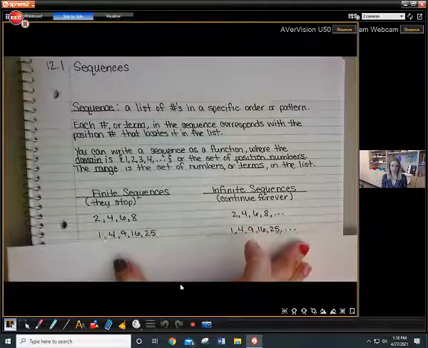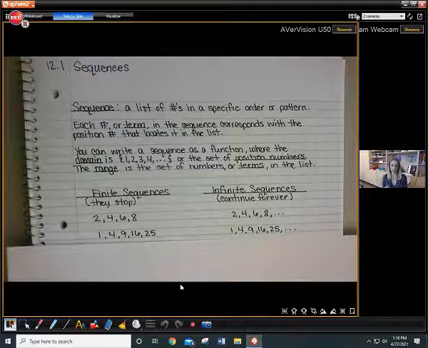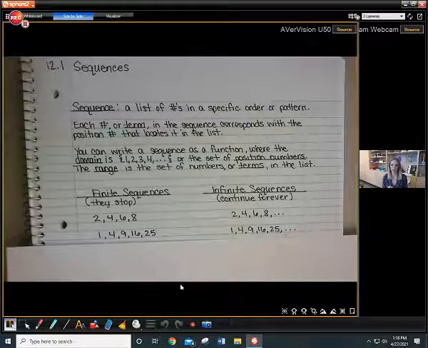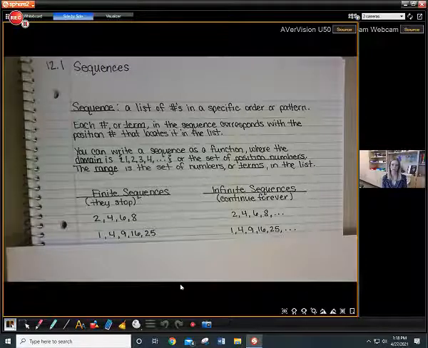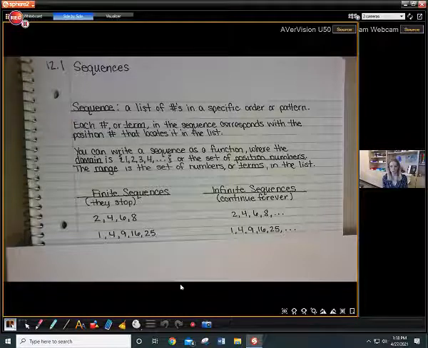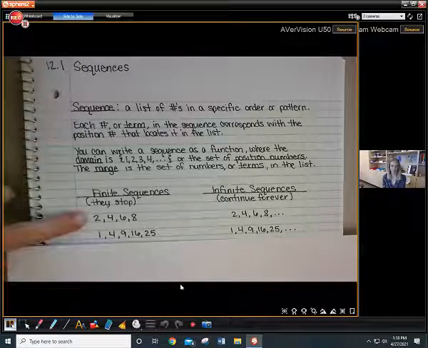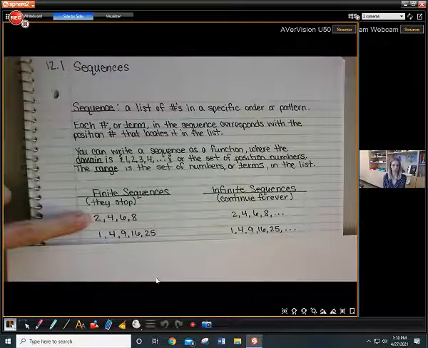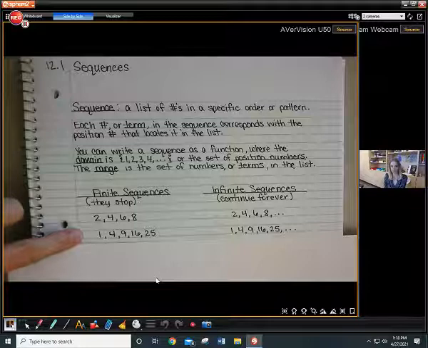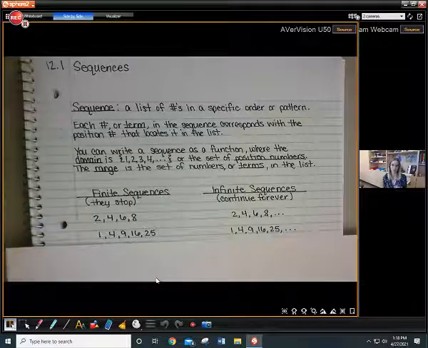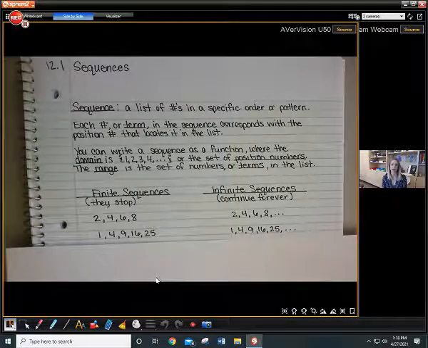Okay? Another sequence. So I can say 1, 4, 9, 16, 25. That's a finite sequence because I have stopped. The infinite is continuing on. And so some of these sequences, you guys will see patterns. So for example, they're multiples of 2. All right? The next example, maybe you realize that those are perfect squares. So you guys are going to start focusing on certain types of sequences.